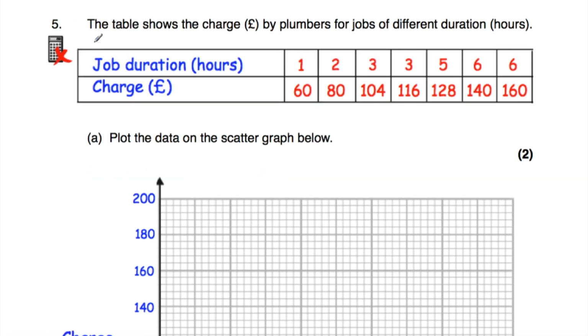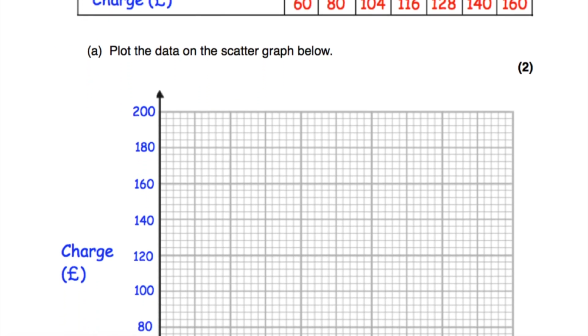So question number 5, we've got here the charge by plumbers for some jobs of different durations. So we've got the duration, 1 hour, and that costs £60. 2 hours, that's £80. 3 hours, that's £104. Another job which lasts 3 hours, that's £116, and so on. And part A says plot the data on the scatter graph below. So let's plot the data on the scatter graph below.